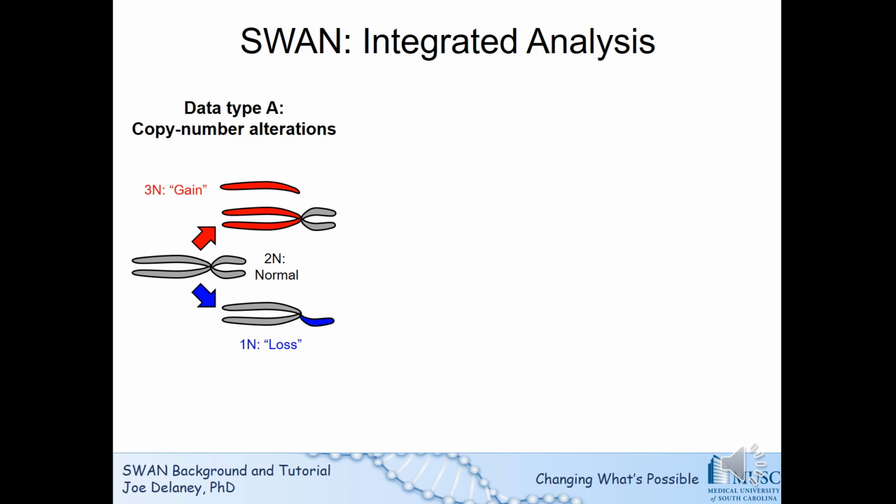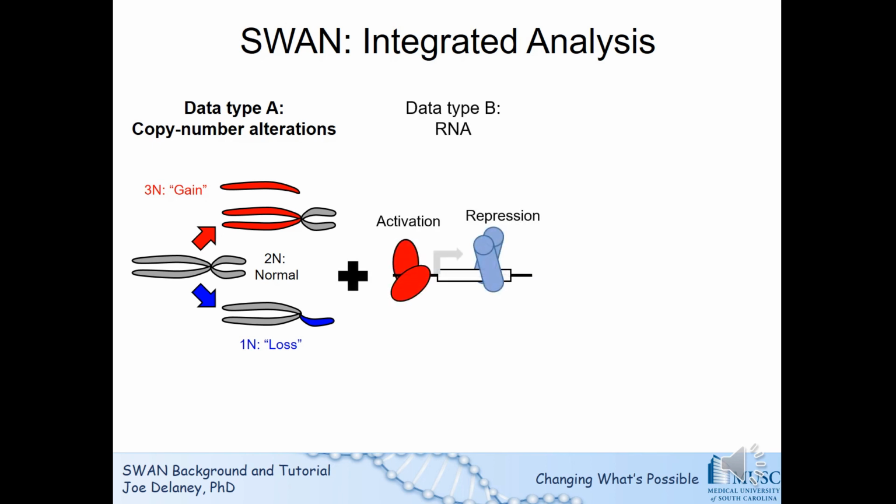Finally, SWAN has integrative analysis capabilities. You're not limited to just one type of data. You can upload up to 3 different types of data, such as copy number alterations, common data in cancer. You can then layer on RNA data, as well as mutation data, or any 3 data sets that you would like. SWAN will then perform an integrative analysis of all 3 of these data put together into one analysis.